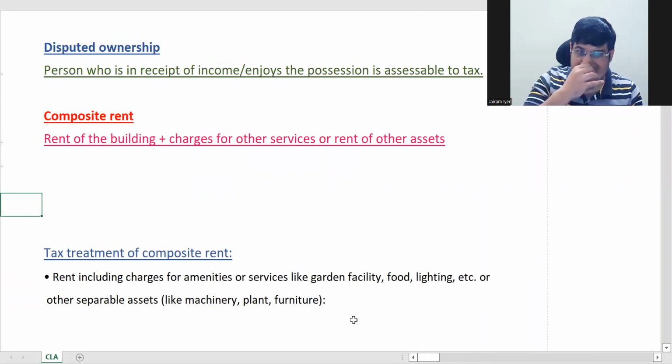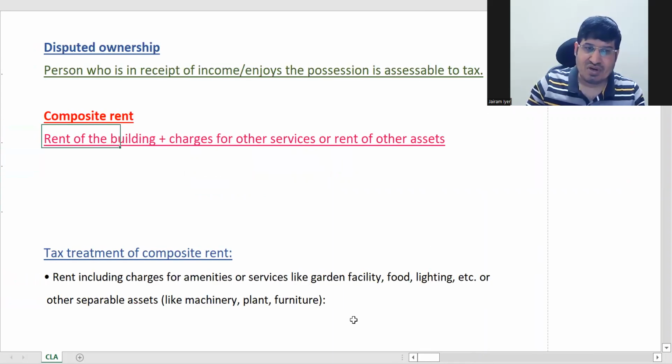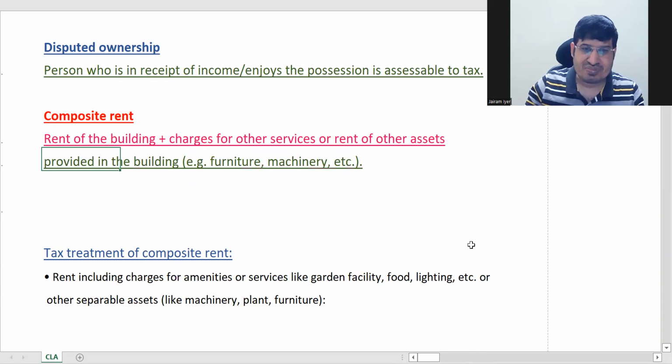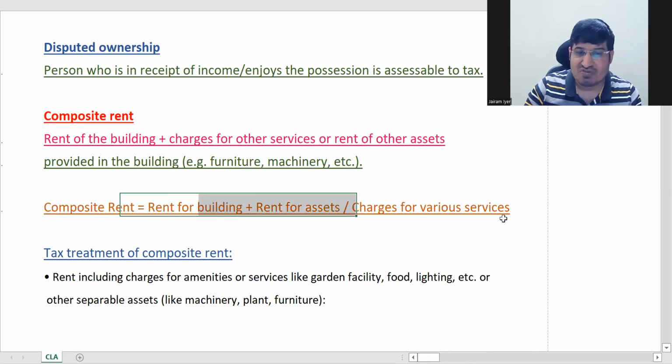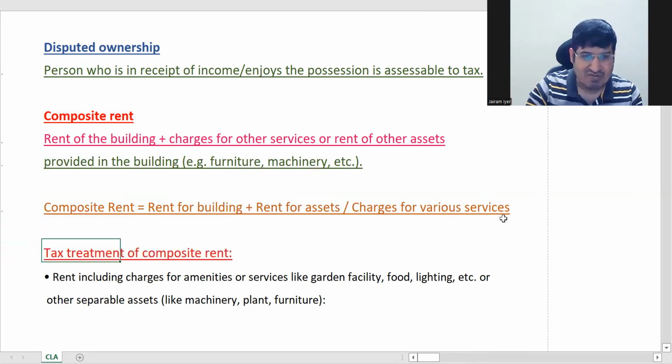So this is called composite rent, where you are giving rent of the building, plus you are giving rent for other services or other assets. Right? So again, the same thing is repeated. Composite rent is equal to what? Rent for building plus rent for assets or charge for services. This is your composite rent. Now we have to know what should be the tax treatment. How much of this will be charged to tax under income from house property? So, tax treatment of composite rent.